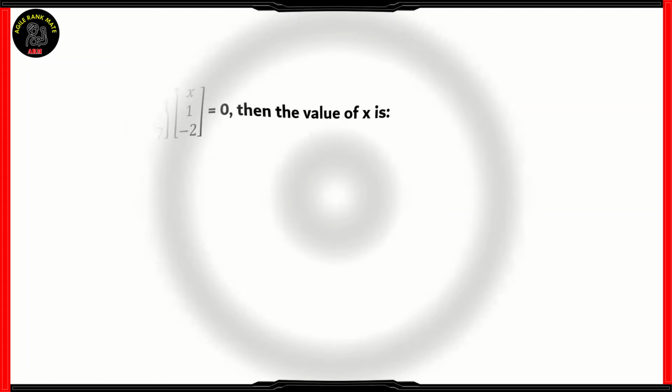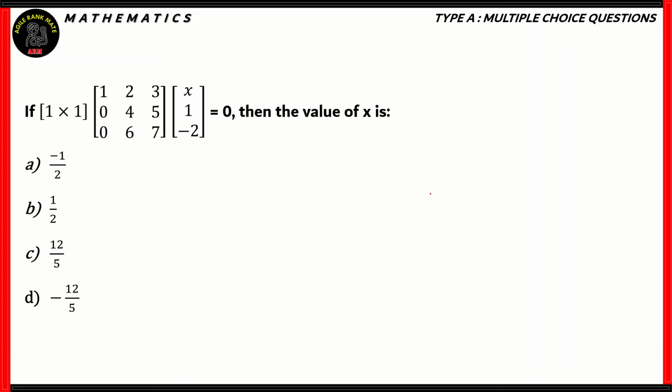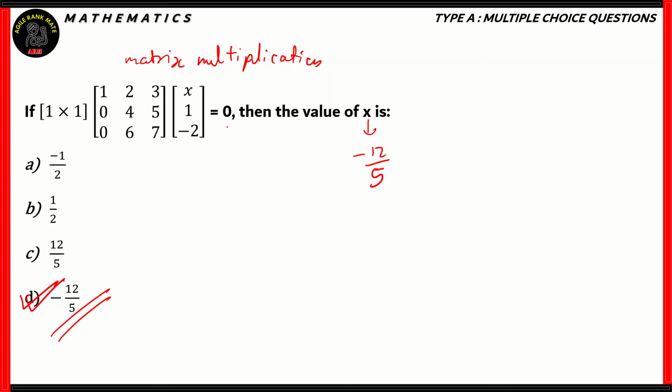Now, if we look at our options, it is clear that minus 12 by 5 is the same as option D. So the correct option for this question is option D. And the way to solve this is by using matrix multiplication. We multiply the three matrices using matrix multiplication, we equate that to a zero matrix, and then we find the value of x. And that's how we solve this question.